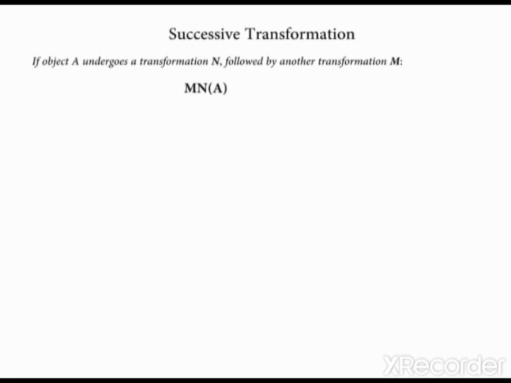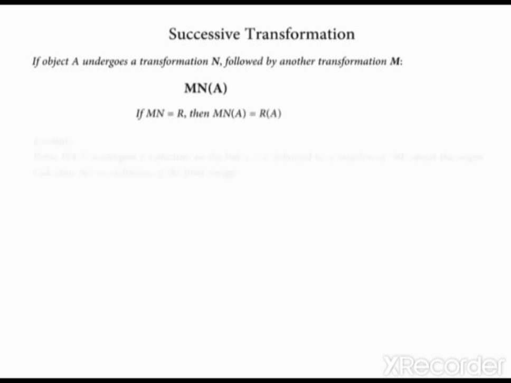That order is very important. In fact, we can have a single matrix for both M and N by first multiplying them together. The resulting matrix R is then multiplied with the object. So given MNA, if MN is equal to R, then MNA is equal to RA.